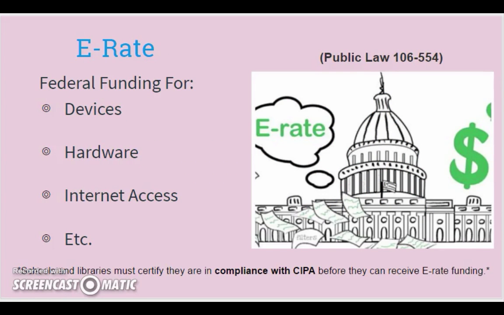E-Rate is the commonly used name for the Schools and Libraries program of the Universal Service Fund, which is administered by the Universal Service Administration Company under the direction of the FCC. The program provides discounts to assist schools and libraries in the United States to obtain affordable telecommunications, devices, hardware, and internet access. Schools and libraries must certify that they are in compliance with CIPA before they can receive E-Rate funding.